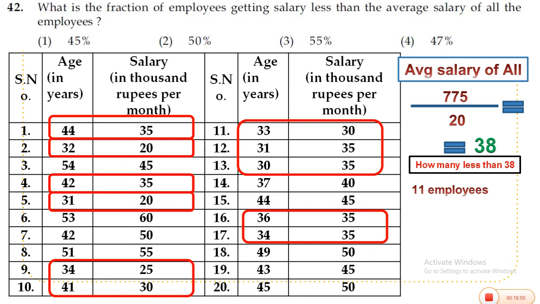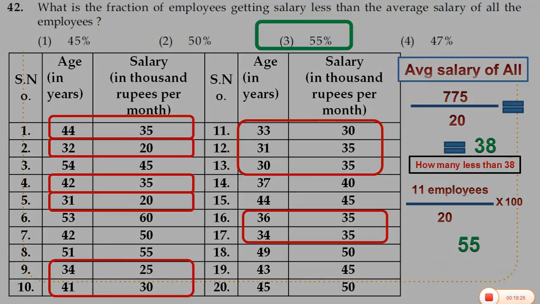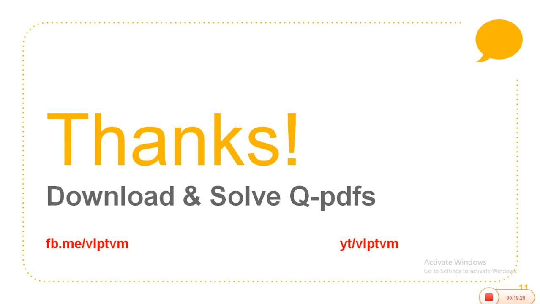That is 38. So what is the fraction percentage of employees out of 20? It's very simple now. 11 employees you find that is less than 38,000, and 11 employees divided by 20 times 100. That is the fraction of employees getting salary less than the average salary, right? So the answer is very simple, 55, option 3. So how do we solve this question? We first find the average salary of all, then we set that limit and count the employees. We find that 11 employees are there, and we take the fraction of those employees out of 20, and straight away you get the answer 55%. So hope you understand this.